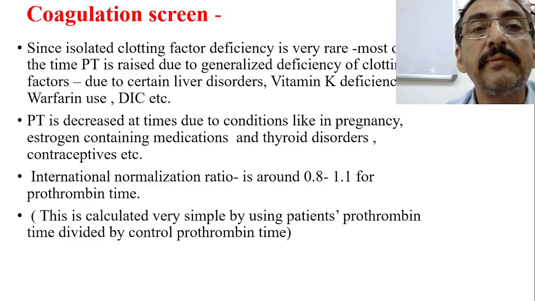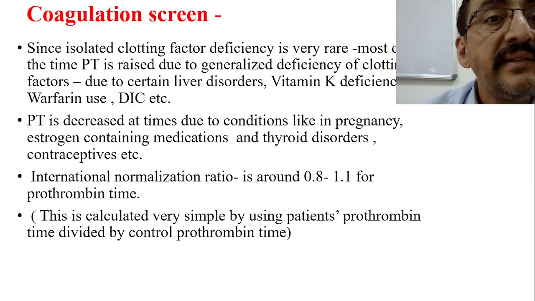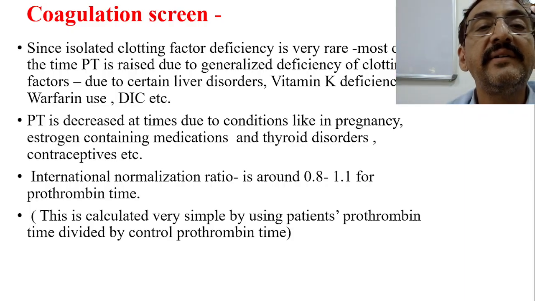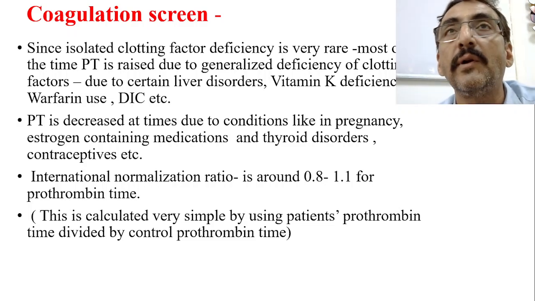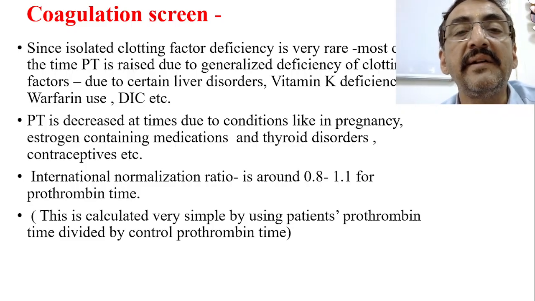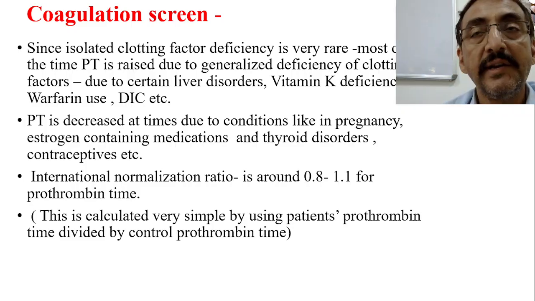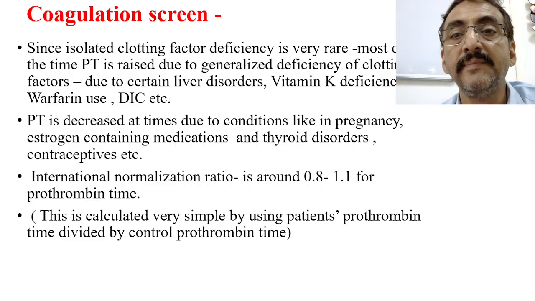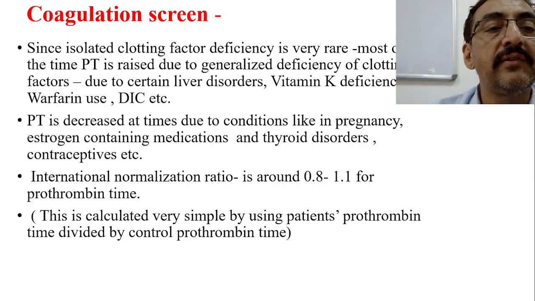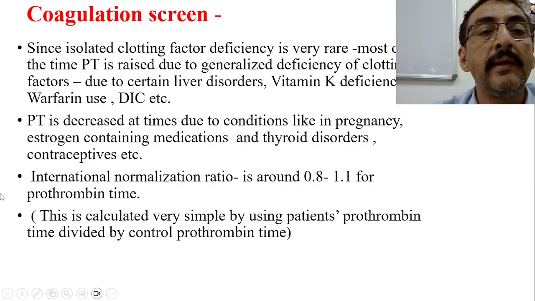Before going to the intrinsic pathway, we shall see where these extrinsic pathways get affected. Since isolated clotting factor deficiency is very rare, most of the time PT is raised due to generalized deficiency of the clotting factors. PT can be raised or disturbed in conditions like liver disorders, vitamin K deficiency, warfarin use, and disseminated intravascular coagulation. These are some of the conditions where prothrombin time is raised.